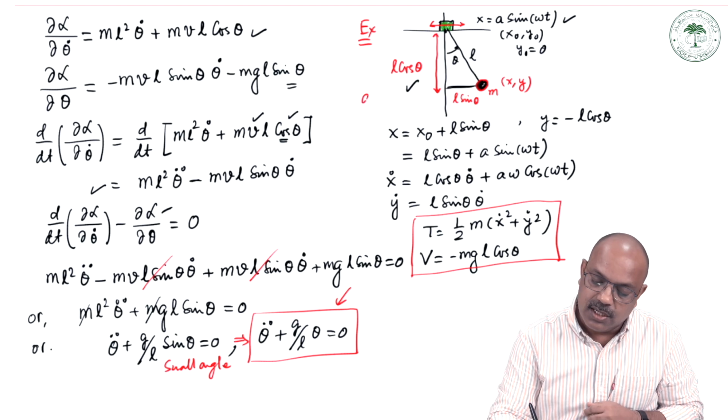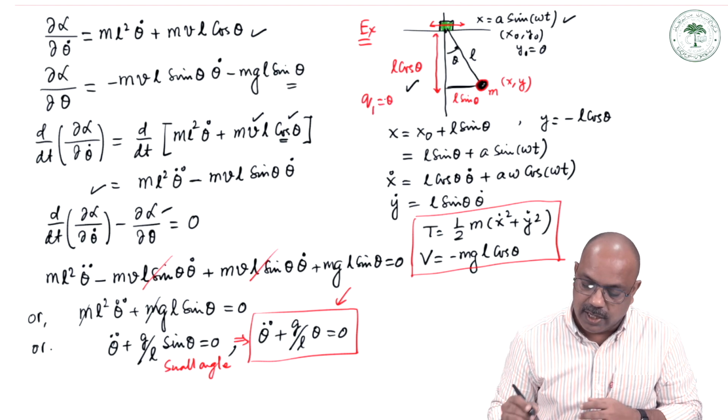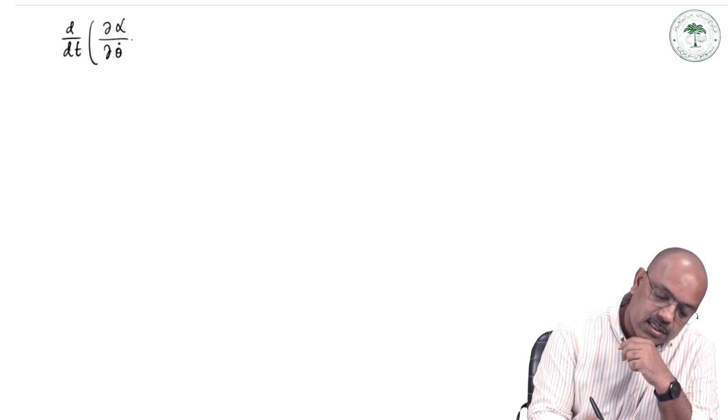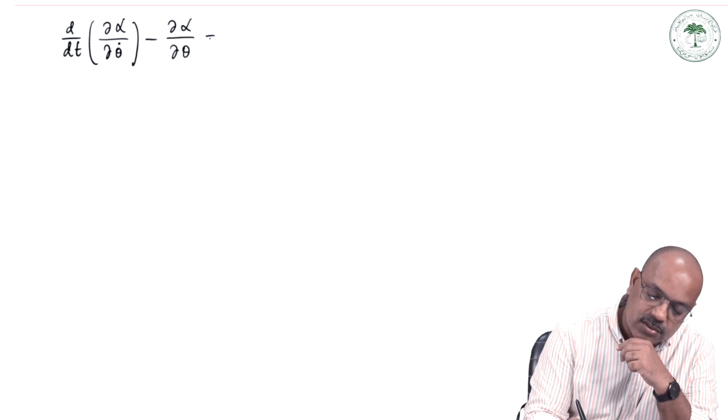this q1 is only theta, so you have only one equation of motion, that is going to be d by dt of delta L by delta theta dot minus delta L by delta theta, and it is going to be 0.